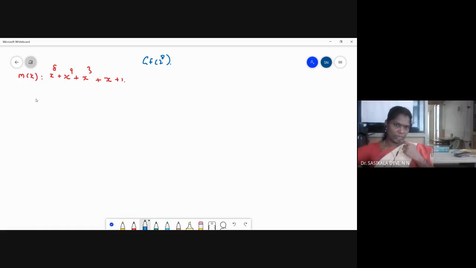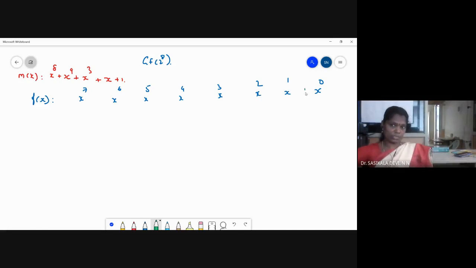So I need to do the multiplication. Let us assume f(x), a polynomial over GF(2 power 8). I can represent it like this: x power 0, x power 1, x power 2, and so on, up to x power 7. So there are 8 terms, and for each term there is a coefficient. Actually the coefficient is either 0 or 1.